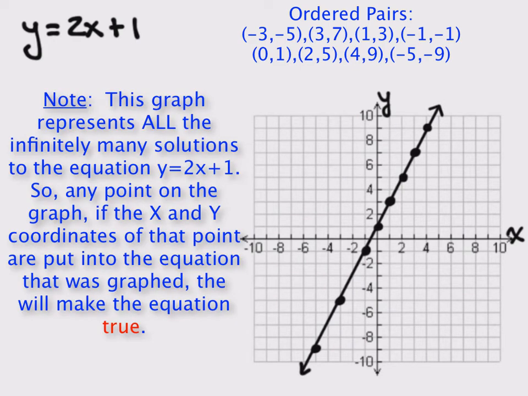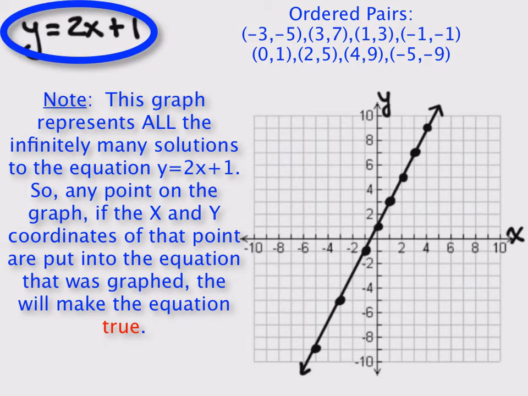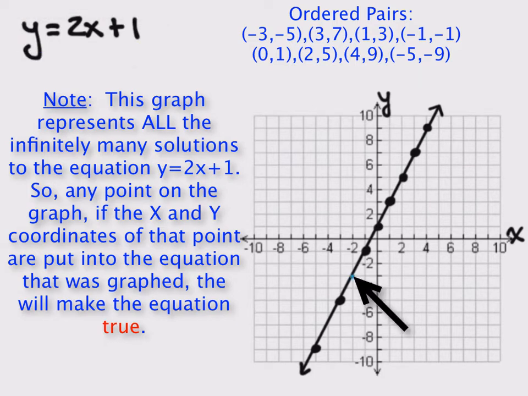Alright, now if this line represents all the solutions to our equation y equals 2x plus 1, it means that any point on this line, if we were to substitute its x coordinate in for x and its y coordinate in for y, should make that statement true. So let's pick a point at random and see if it works. How about the point -2, -3? Let's see if that'll work.